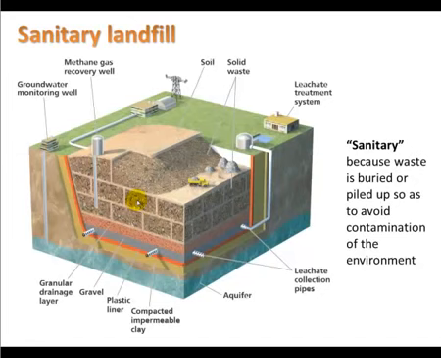Anaerobic decomposition produces methane. So the methane can be recovered from this pipe and sent to a methane gas recovery well. From here, usually the methane is burned off before going into the atmosphere as a greenhouse gas. But we can also burn that methane for fuel to make electricity. So that's an example of cogeneration.